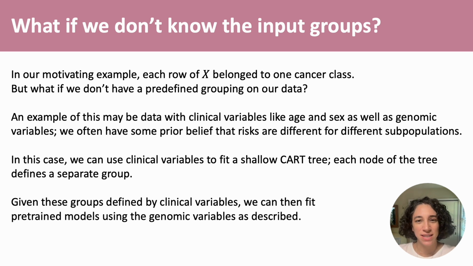But what if we have a data set where we don't know the grouping structure? In our motivating example, each row of X belonged to one cancer class, but we may have, for example, a data set with clinical variables like age and sex, as well as genomic variables. We often have some prior belief that risks are different for different groups stratified by these clinical variables.